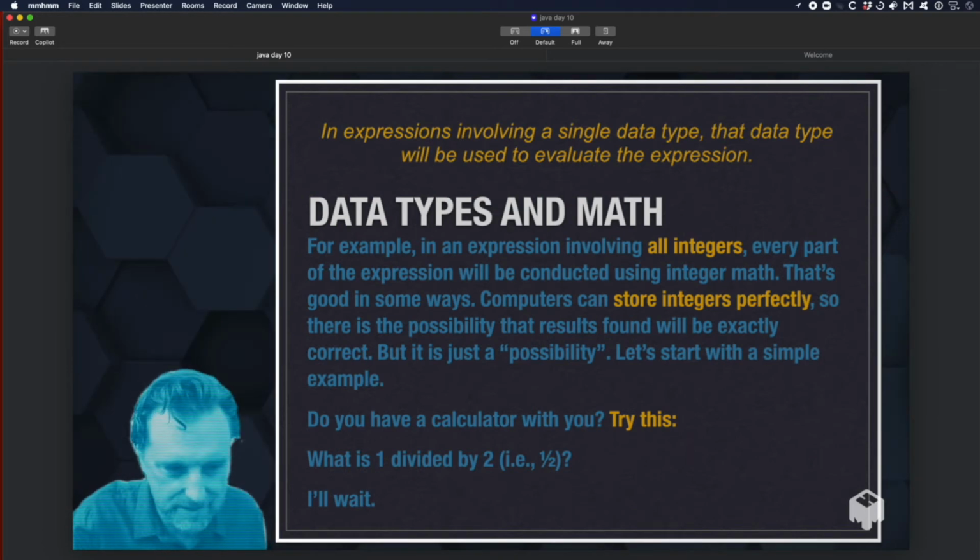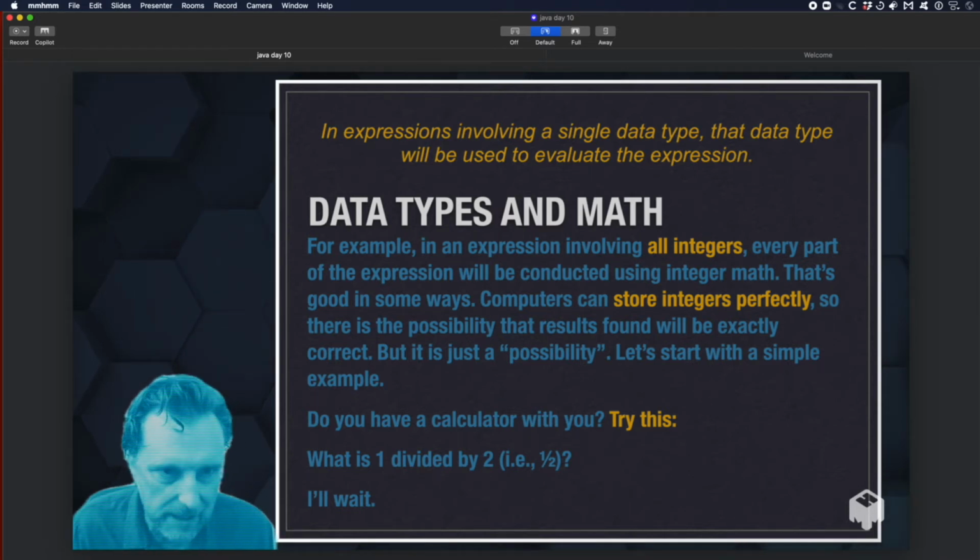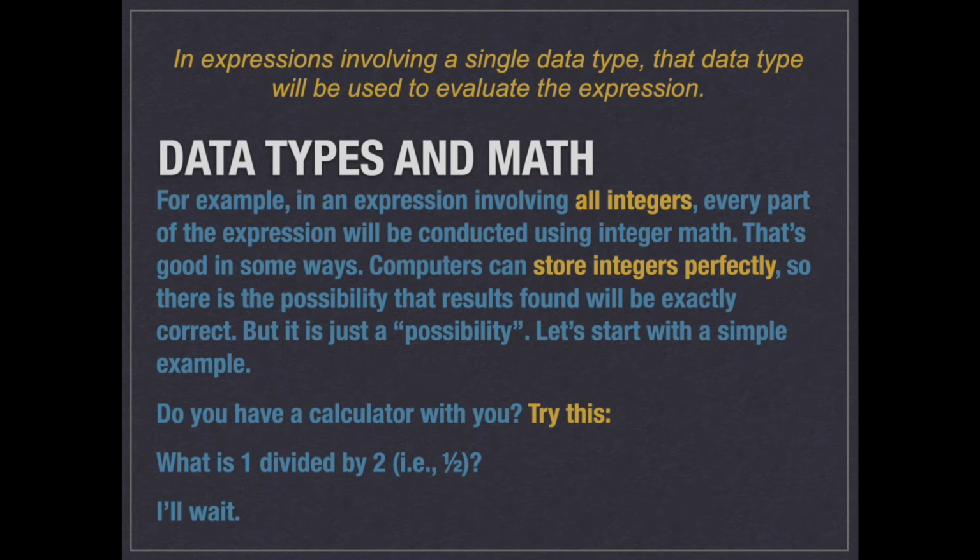Okay, this is the slide that can sometimes throw people. There's a rule up at the top in gold and italicized, and it just says, in expressions involving a single data type, that data type will be used to evaluate the expression. So in other words, Java, which is a strictly data type language, pays attention to the data type, and if you use numbers of a given data type and multiply them, say, it will find the result in the same data type. As a first example, an expression involving integers, every part of the expression will be conducted using integer math.